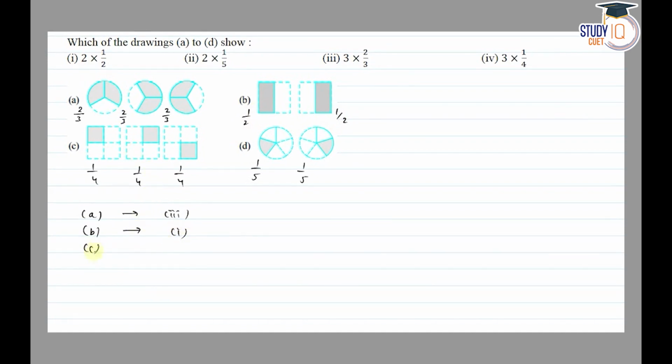And figure C, 1 by 4 three times, so 3 into 1 by 4, this will be the fourth option. And figure D, 1 by 5 two times, so 2 into 1 by 5, it's second. Thank you.